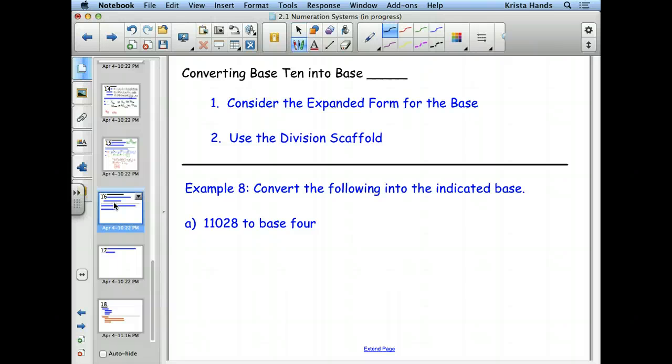As you're taking a look at this, first you consider the expanded form for the base. That is, you look at what the powers of the base you're working in are. And then you use what I'm going to call the Divisions Scaffold. Your book teaches this, and I think it's fantastic. It is a great visual imagery of what's going on. So the first thing we do is consider the expanded form for the base.